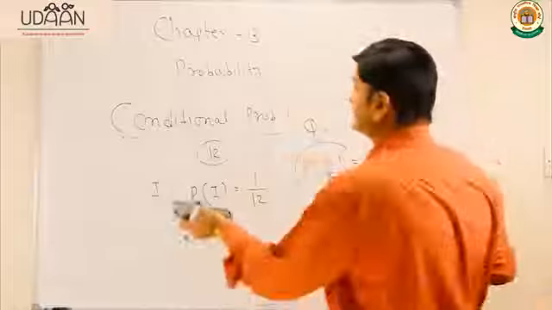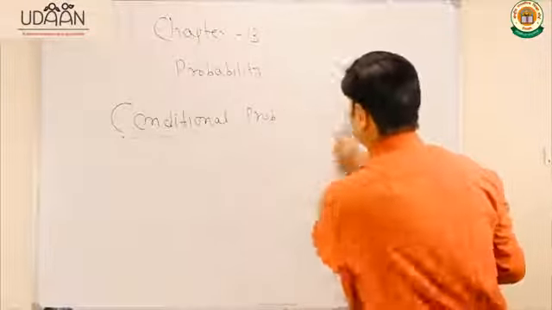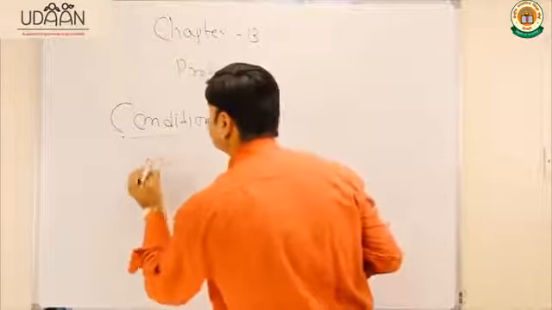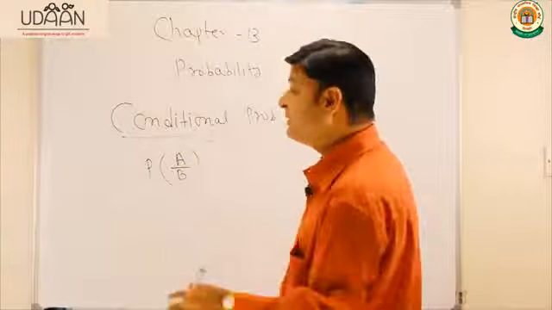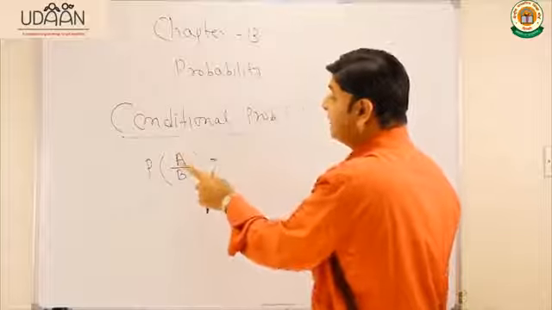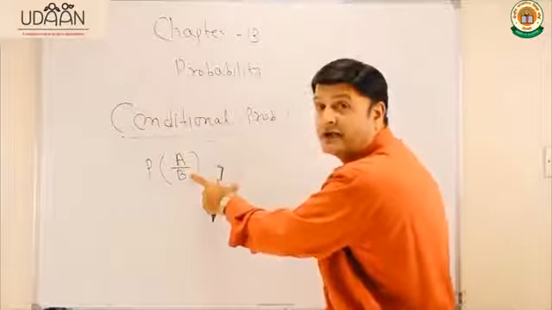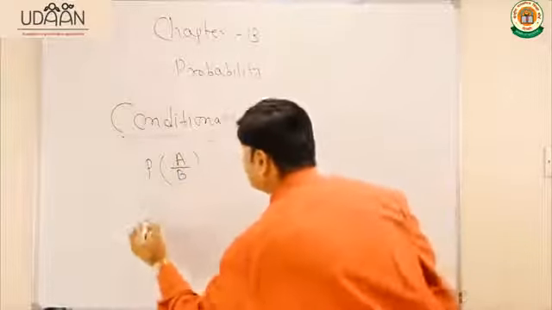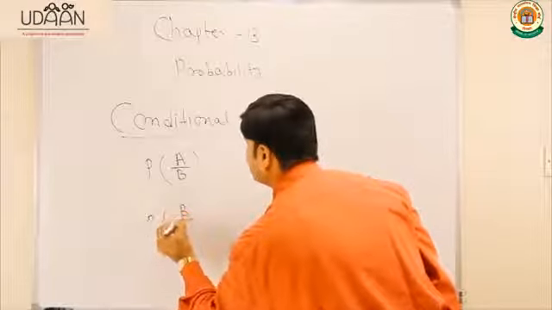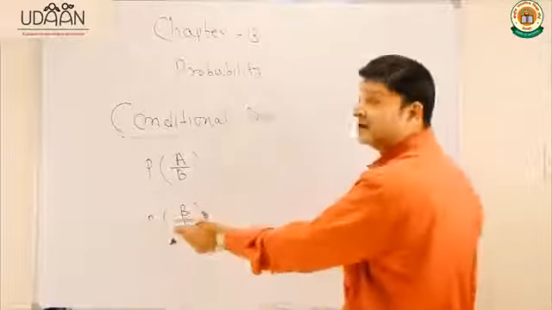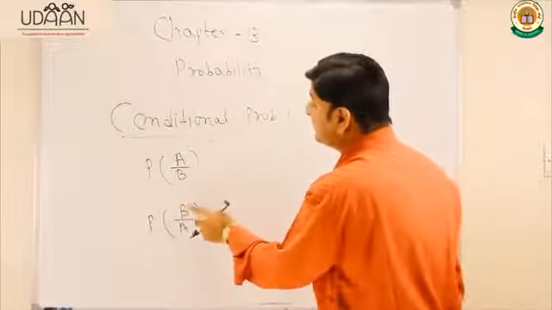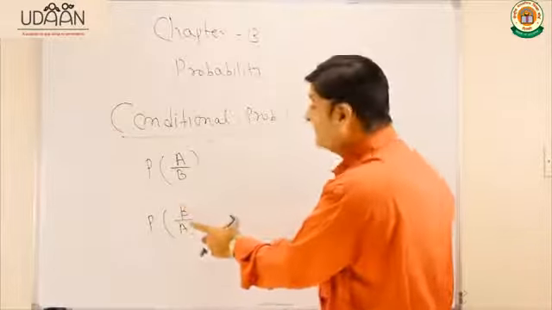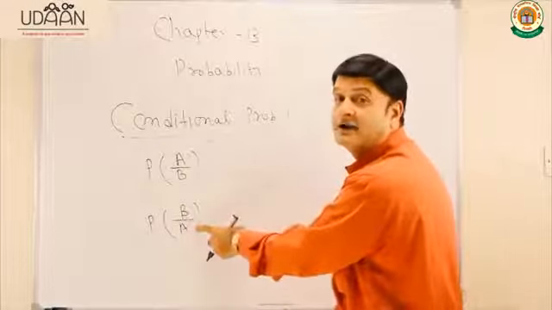So from this discussion, I hope you understood if I am writing P of A upon B, it means probability of A when B has occurred already. On the other hand, if I write P of B upon A, it is also a conditional probability. And how will you read it? Probability of B when event A has occurred already.